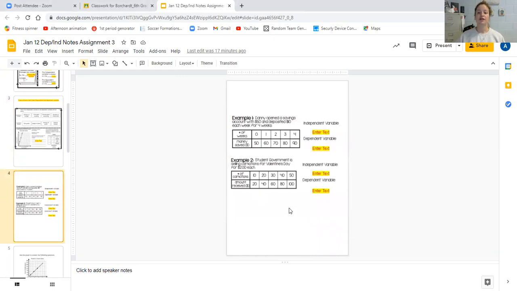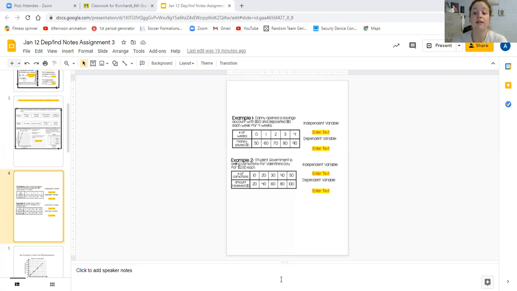All right, so here we have these examples. Okay, we have example 1 and example 2. What I want you to do is take a moment and figure out the independent variable and the dependent variable of each of these examples, and then put it in the chat for me when you're done. Go ahead and do that now.